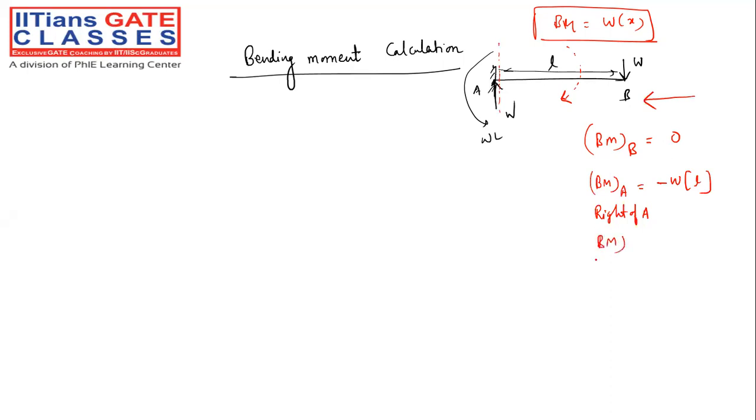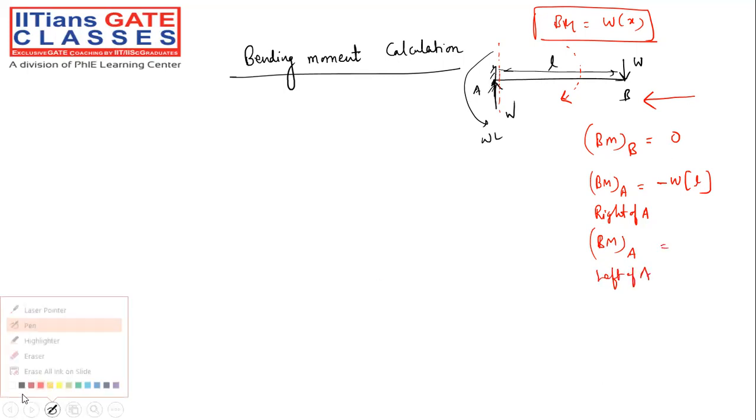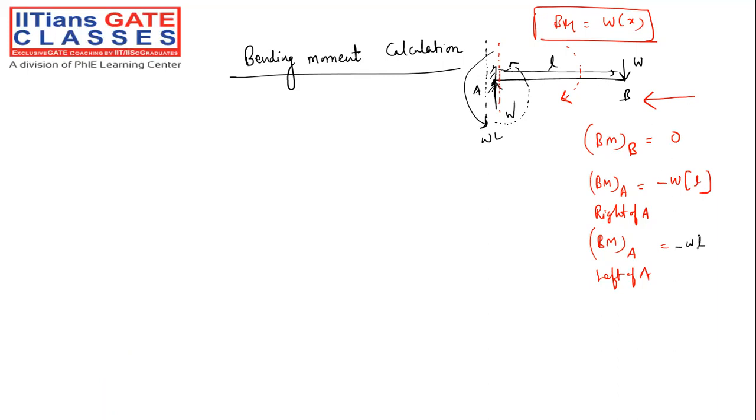Now, what is the bending moment at point A just to the left of A? That means you have to move a little bit in the leftward direction. Minus W into L was already there with the help of the W load, but one more moment is coming in the clockwise direction at point A. According to our sign convention, it has to be plus W into L, and the final bending moment has to be 0.